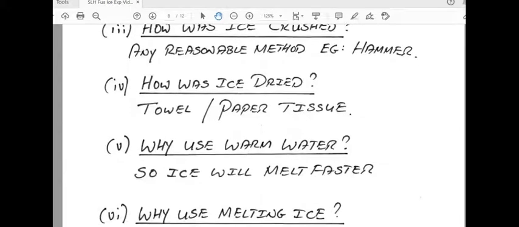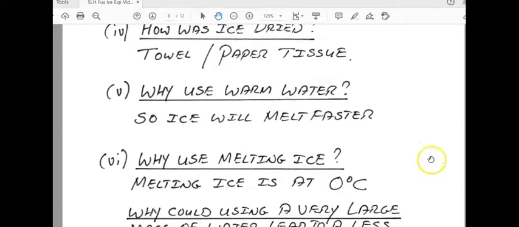Why did we use warm water? A lot of students will just stop after the first four words here, so the ice will melt. But ice will melt in cold water, it would just take a longer time. So why was warm water used? So the ice will melt faster. Faster is the important word in that answer.